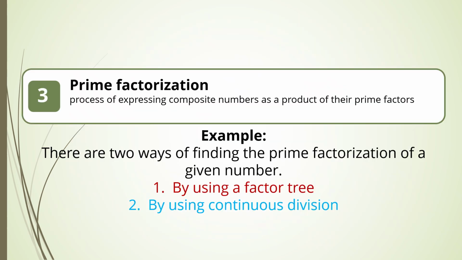Now another topic, prime factorization. This is a process of expressing composite numbers as a product of their prime factors. There are two ways of finding the prime factorization of a given number. The first method is by using a factor tree, and the other is through the use of continuous division.